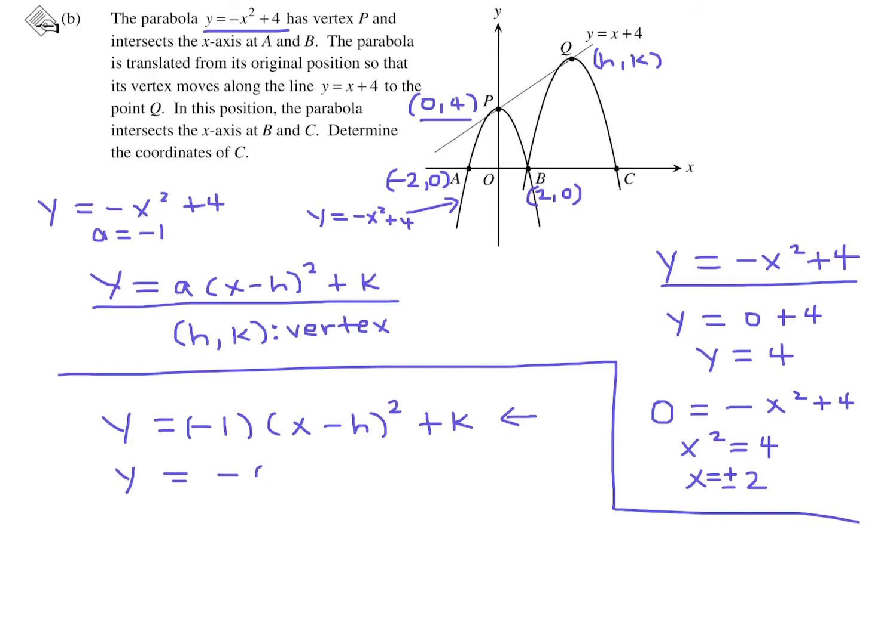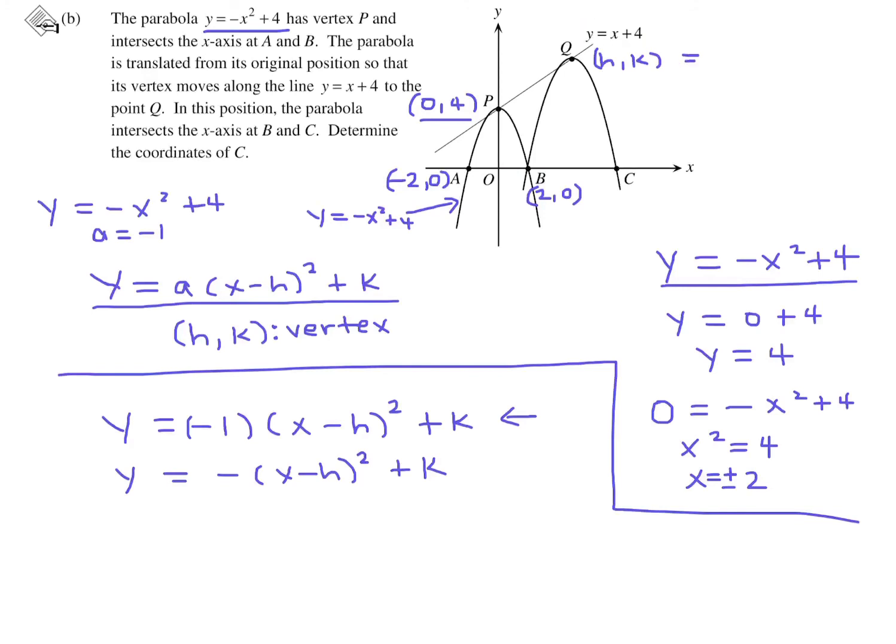So this basically just becomes y = -(x - h)² + k. All right? Now the good news is that (h, k) is on this line right there. Q is on that line. So any point that's on that line, we can substitute into this formula.